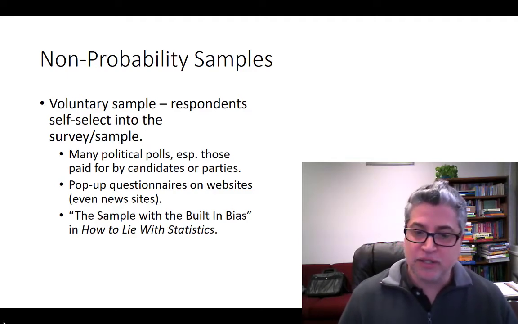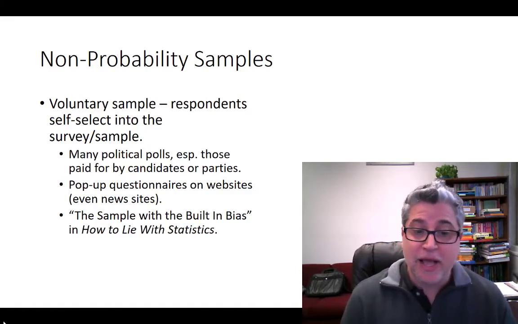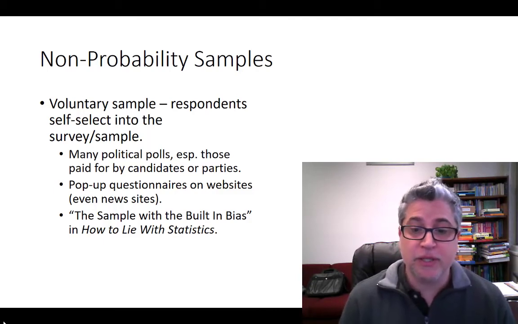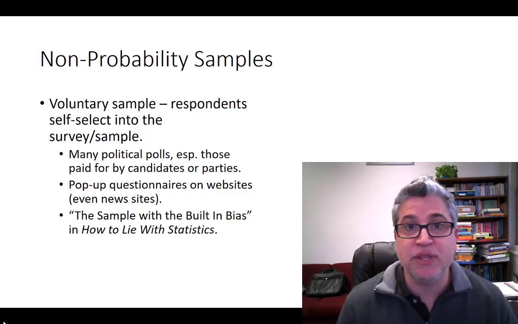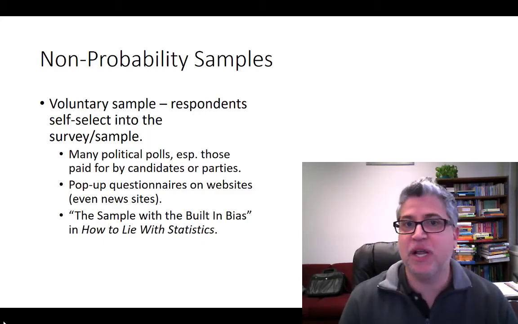If you want to see another great example of this kind of voluntary sample, I invite you, I beg you to read the chapter in this book called How to Lie with Statistics. The chapter is called The Sample with the Built-in Bias. It's a great chapter. Here's a brief synopsis.